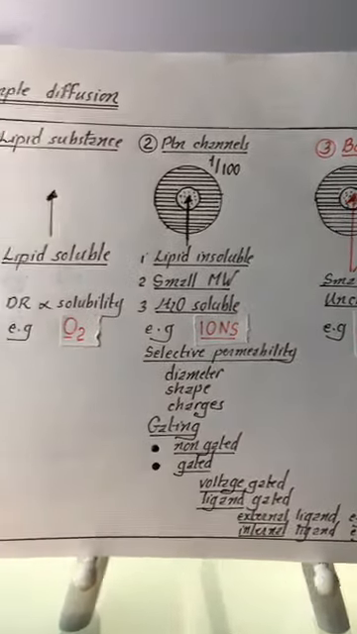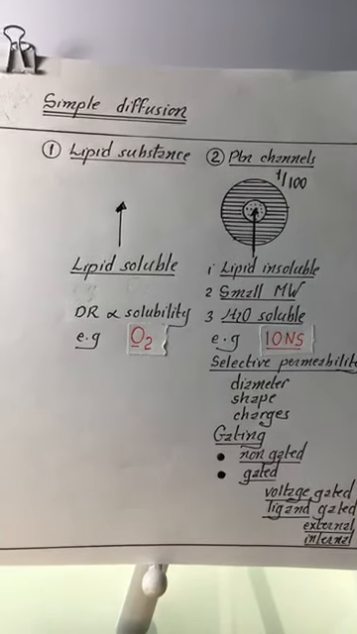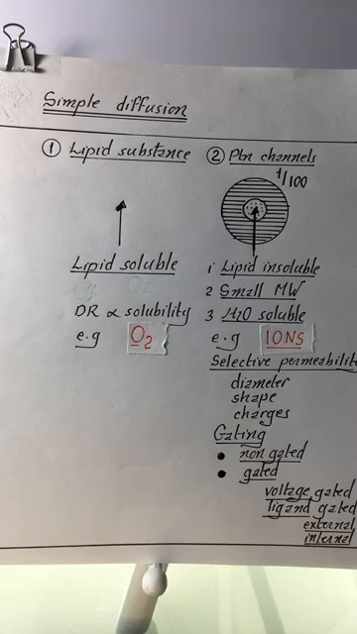To summarize, simple diffusion means that we need no help. We do not need any facilitator. This is what's meant by simple diffusion. The cell membrane, as I already told you, consists of lipid substance with protein channels floating in this lipid substance. Then we have three ways to cross the cell membrane.